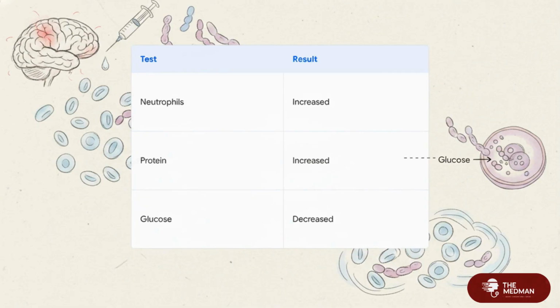You're going to see massively increased neutrophils because the immune system is scrambling white blood cells to the brain. You'll see increased protein thanks to all that inflammation and the bacteria themselves. And crucially, you'll see decreased glucose. Why? Because the bacteria are literally swimming in the spinal fluid, eating the sugar to fuel their own rapid replication.